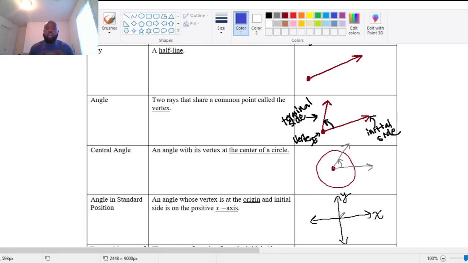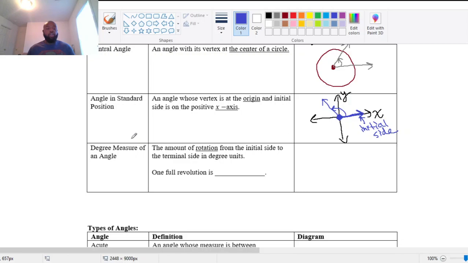Basically, standard position is when your angle's vertex is at the origin and the initial side is on your positive x-axis, right? And so any angle that I draw that looks like this would be an angle in standard position, right? So my center is at the origin, my initial side is at the positive x-axis. That is what we call standard position.